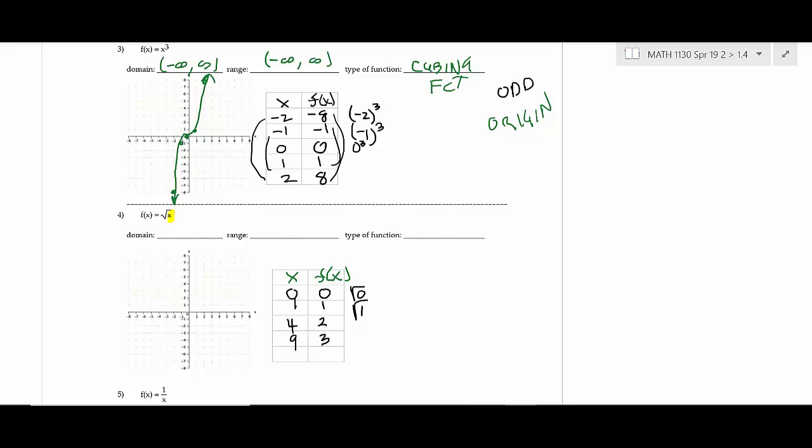In interval notation, how would that go? 0 to infinity. Would the 0 be a bracket or a parenthesis? It'd be a bracket because you are including that. So 0 is included. So we start at 0 and then we go forever like that. Okay? And let's see. Let me plot my points here real quick.